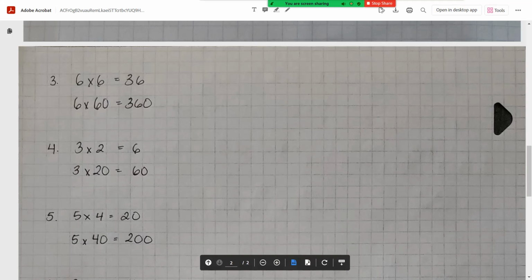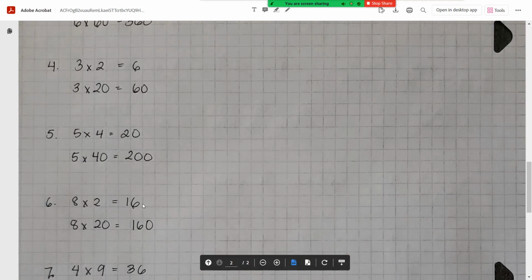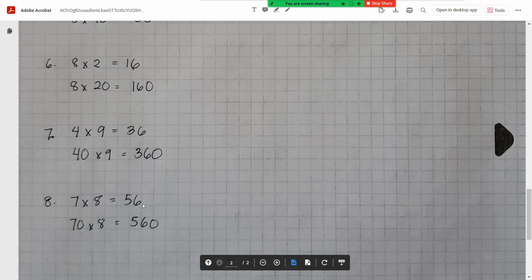So you multiply your basic numbers, you add those zeros onto the end. 3 times 2 is 6, so 3 times 20 will be 60. 5 times 4 is 20. This is one of those ones I told you to be careful with because it already has a 0 in it. So 5 times 40 is 20 tens, or 200. 8 times 2 is 16, so 8 times 20 will be 160. 4 times 9 is 36, so 40 times 9 will be 360.